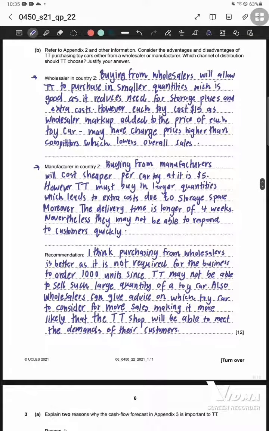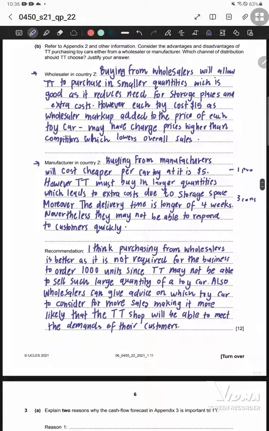However, now let's go to the manufacturer in country Z. Buying from manufacturers will cost less per toy car as it is $5. However, TT must buy in large quantities, which leads to extra cost due to storage space. Moreover, the delivery time is longer. This is another disadvantage. And also, they may not be able to respond to customers quickly. You have three cons here, and one pro.